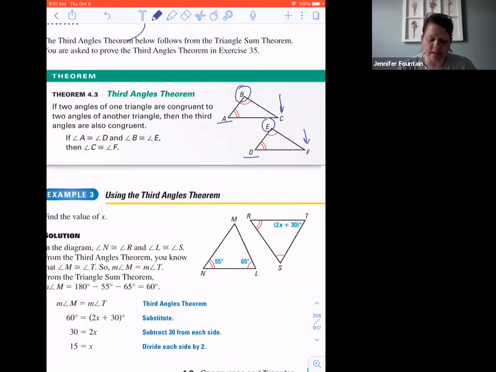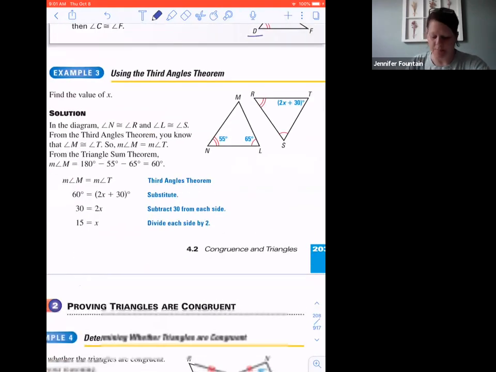Okay. So now in example 3, we're going to use the third angle theorem. And so it says we need to find the value of x.